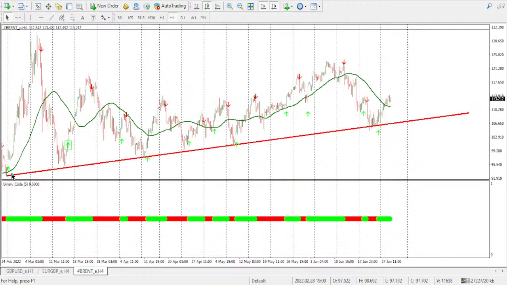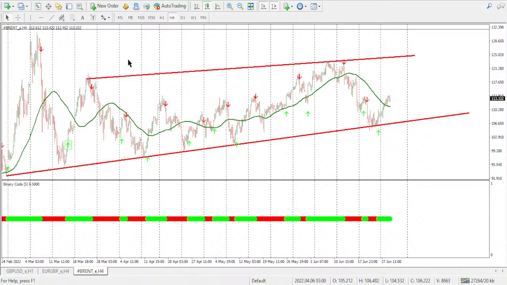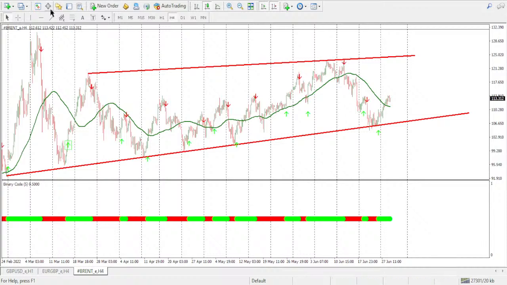We had a support there, and several more supports. Then we have another one. We have a resistance there, and another resistance. As it is right now, we took a buy position here. We are still holding onto that position. We expect the buyers to continue to push price upwards.